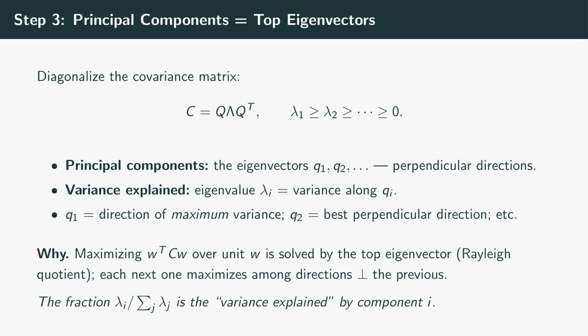Why does the top eigenvector win? Because maximizing the quadratic form W transpose CW over all unit vectors is a classic problem, the Rayleigh quotient, and its maximum is achieved precisely at the eigenvector with the largest eigenvalue. Then you repeat among the perpendicular directions, peeling off one component at a time. A useful quantity is the variance explained by each component, its eigenvalue divided by the sum of all eigenvalues. Often, the first few components explain the overwhelming majority of the variance, and that is the whole opportunity.